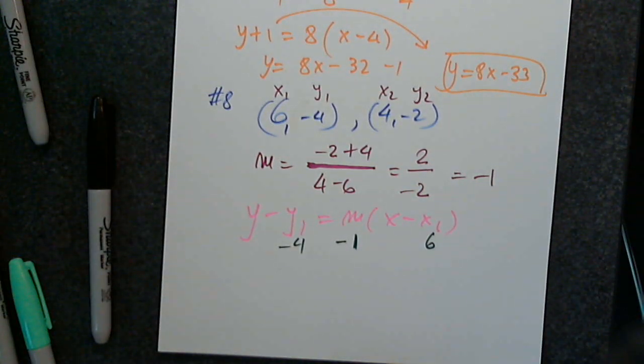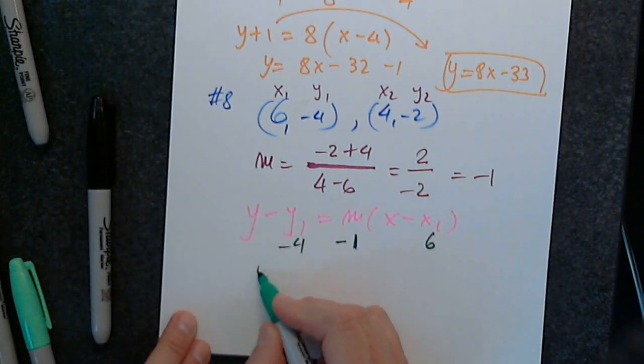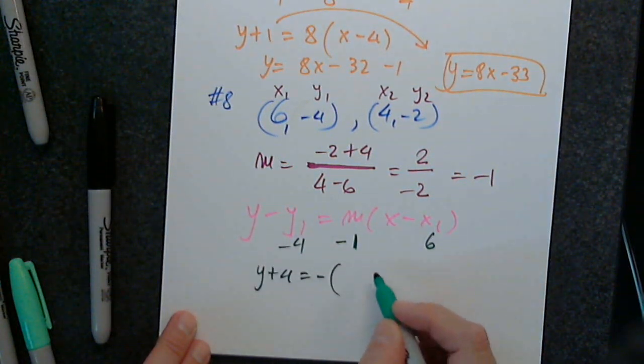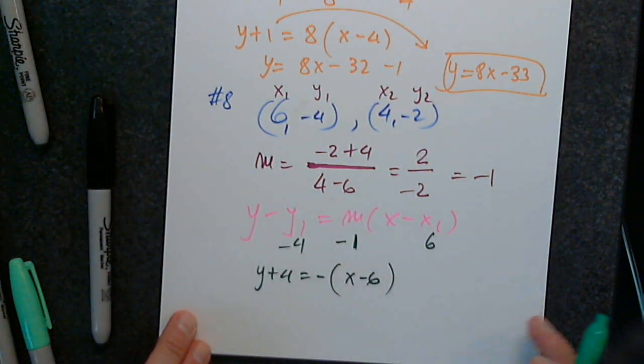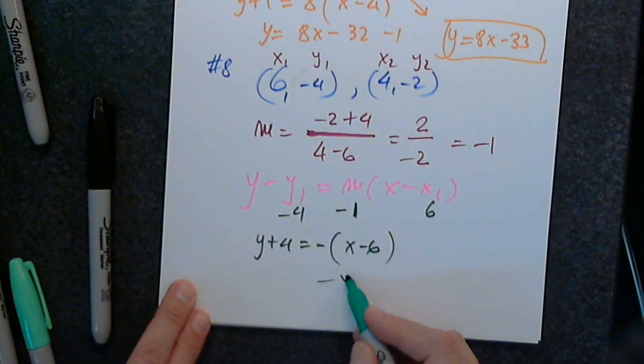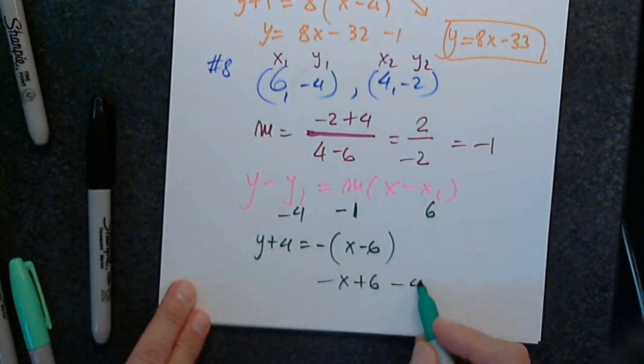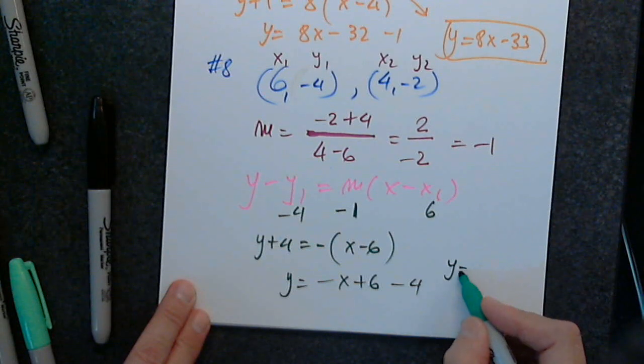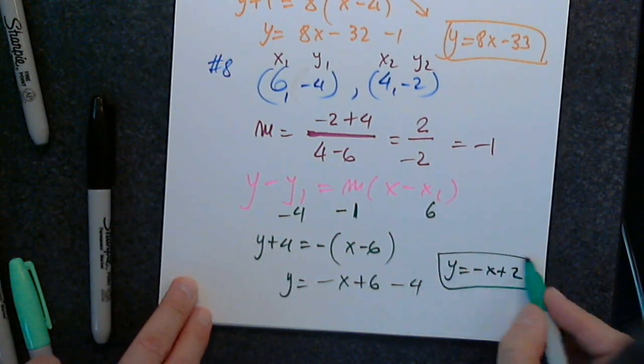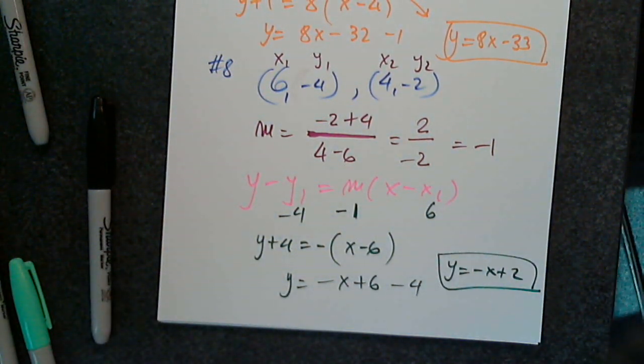I prefer writing them underneath because I'm lazy and I don't want to write it twice. But you can write it. And I don't want to put too many parentheses, basically. That's why I don't want to. So I see that this will be y plus 4 equals negative 1 times x minus 6. I distribute negative 1, and I subtract 4. So the equation is y equals negative x plus 2. What does this represent? It's the equation of the line passing through the given points.